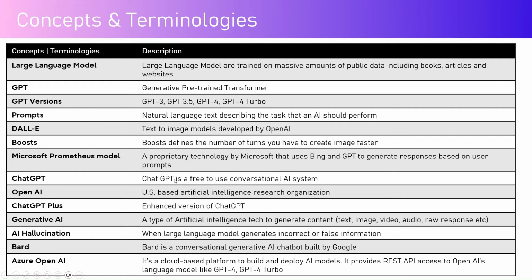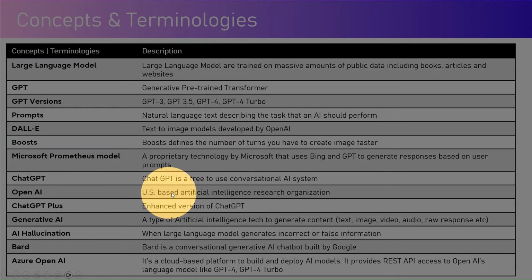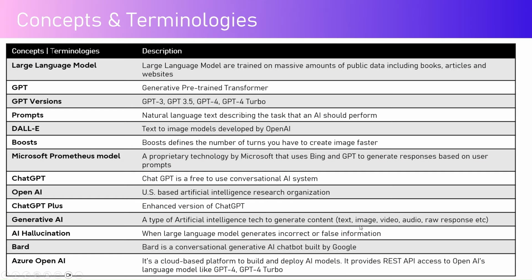ChatGPT is a free to use conversational AI system. OpenAI is an organization, a US-based artificial intelligence research organization. ChatGPT Plus is basically an enhanced version of ChatGPT. Generative AI is a type of artificial intelligence that generates various content like images, text, video, audio, raw responses, etc. It can be code as well, and this list just keeps on growing.